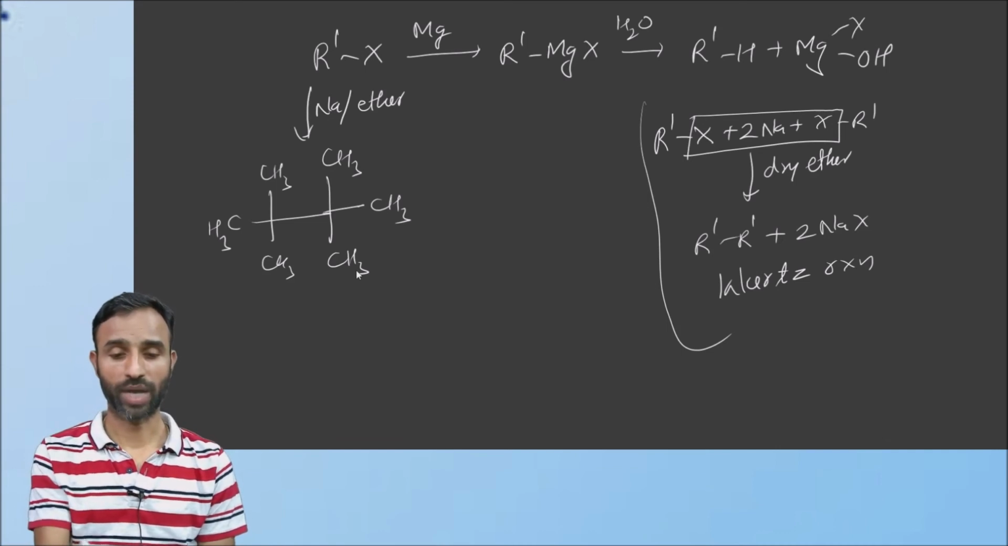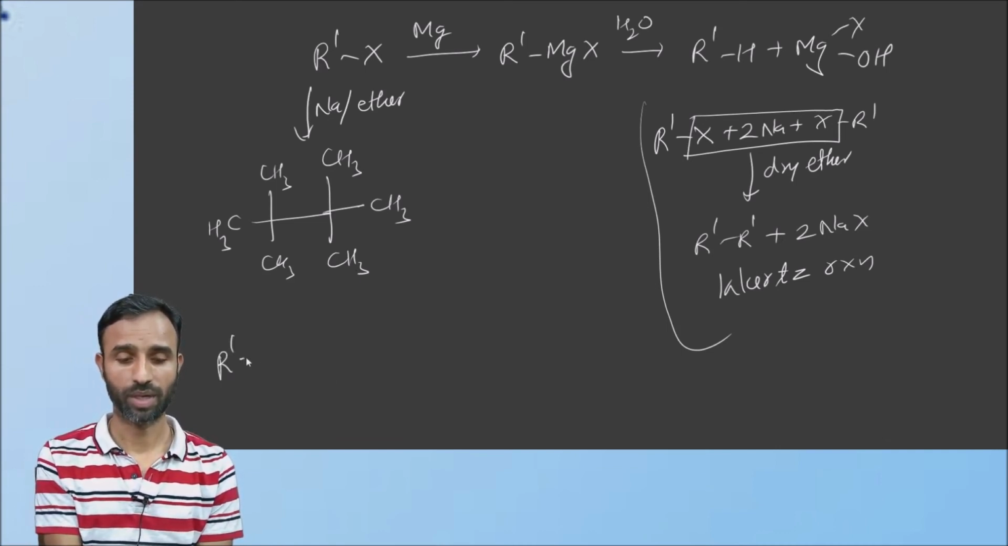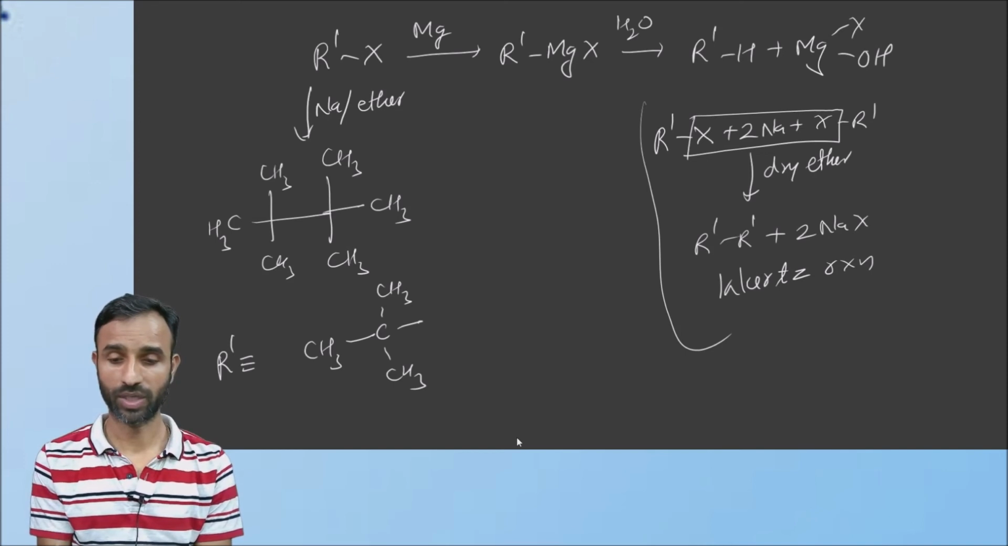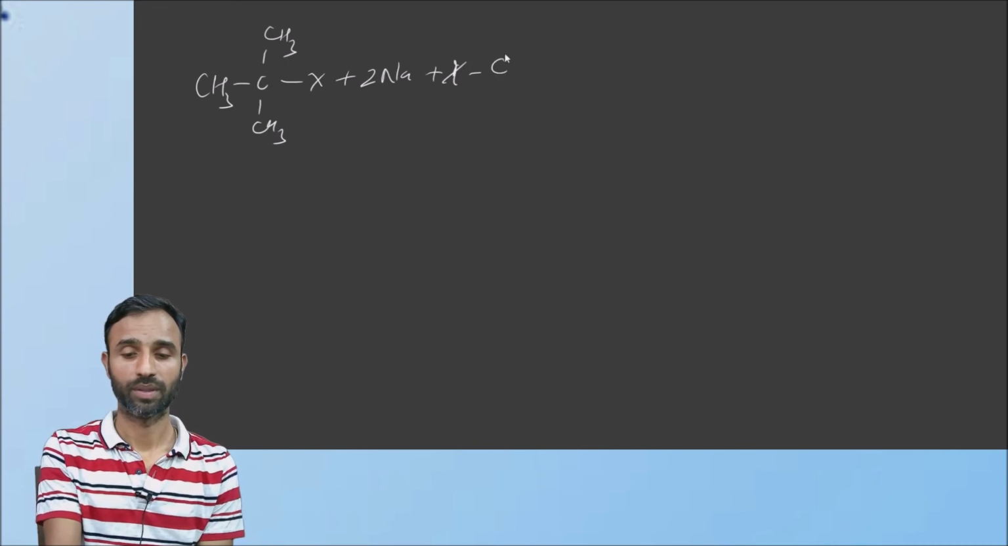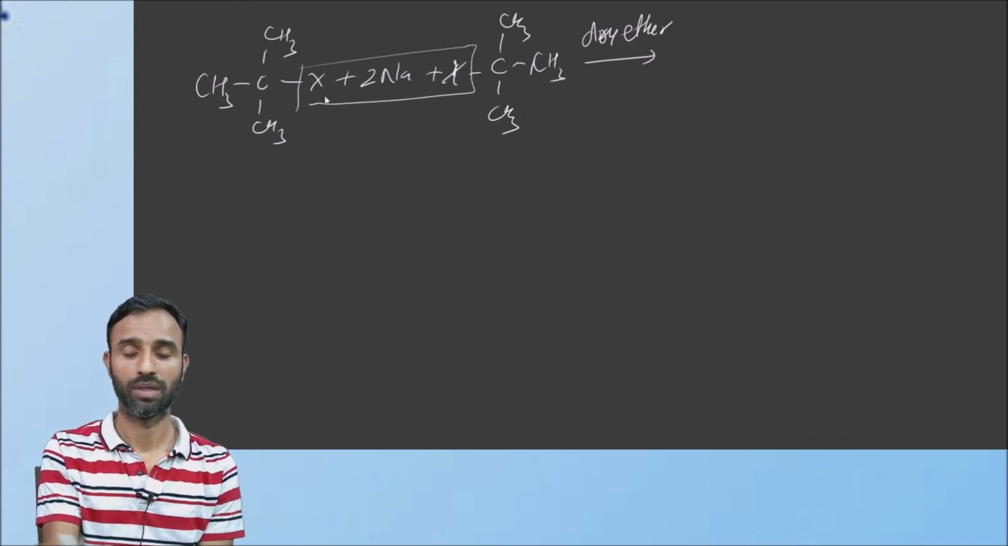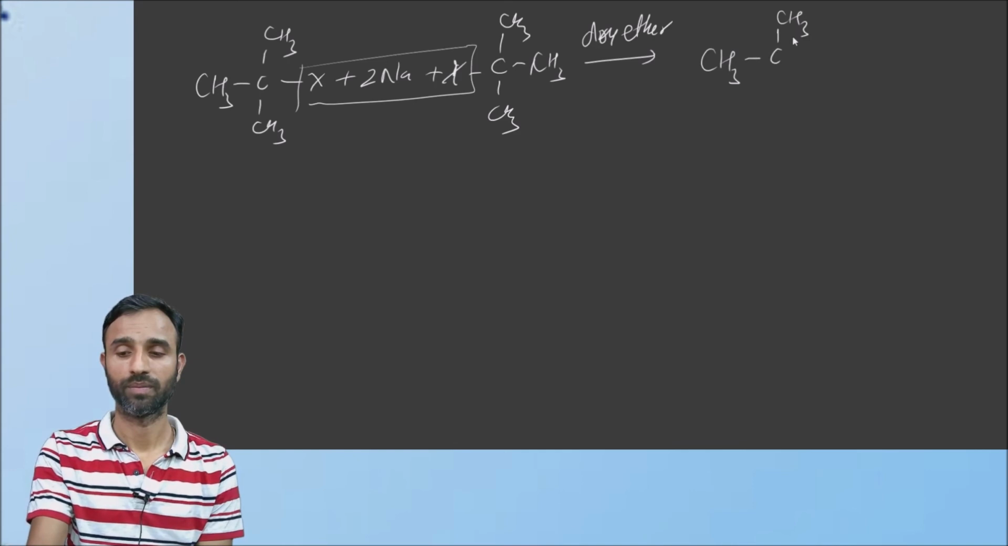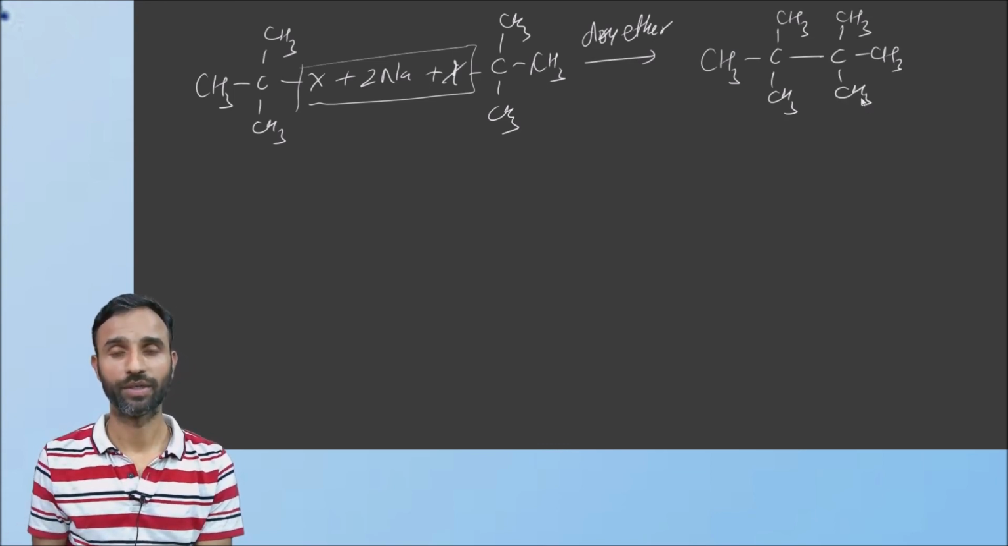this product. So that means what is R dash X? R dash is tertiary butyl group, and R dash X. So that means when this reacts, CH3 C CH3 CH3X, when it reacts with sodium in dry ether, so we get this product.